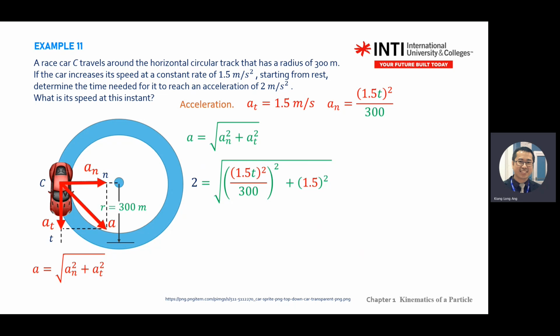Okay, so the resultant is 2. Because you want to find the resultant when it reaches acceleration of 2 meters per second squared. So this is the acceleration that you are focusing on. When you read the question, if the acceleration does not tell you whether it's tangent to the curve, then it is a resultant acceleration. It is the A that you want to find. You complete the solution, you're able to find your time because there is only one unknown there. All right.